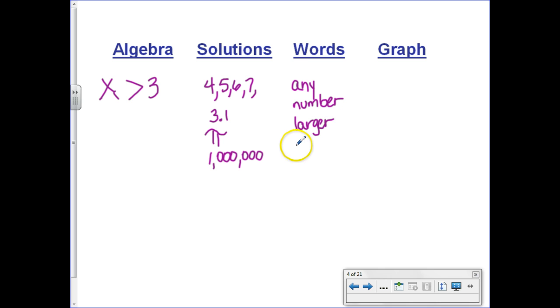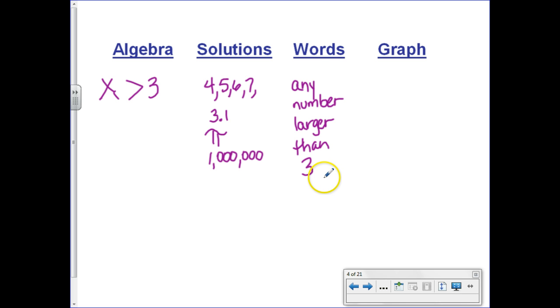Because obviously I can't list them all, because there's so many. There's an infinite number of solutions here. And so in words, I would just probably write it this way. I'm going to cheat and use the number 3 instead of writing out the letters there.